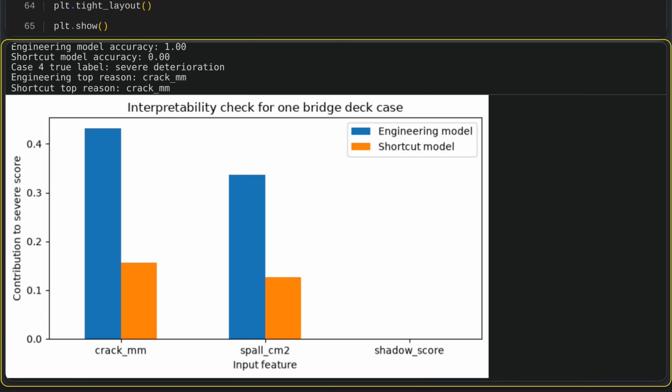This script compares two bridge inspection scoring models to show how interpretability affects evaluation. It builds a small dataset with damaged features, normalizes them, applies different feature weights, and checks how accurately each model predicts severe deterioration. For one high-risk case, it identifies which feature drives each model's score the most and visualizes those contributions. The main point is that models with different weightings can make similar predictions while relying on very different reasoning.